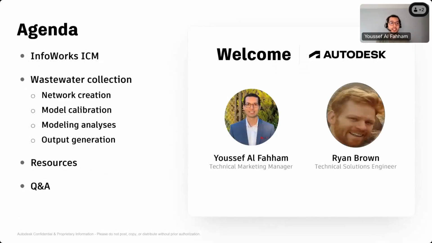So we're first going to introduce InfoWorks ICM. Some of you may have heard of it, some of you maybe haven't. We're going to tell you some of the unique capabilities in ICM, and then we're going to dive right into wastewater collection modeling and cover sequentially from network creation to model calibration to analyses and output generation. So this is typically the logic behind a typical wastewater collection modeling project. We're going to wrap up with some resources and then Q&A at the end.